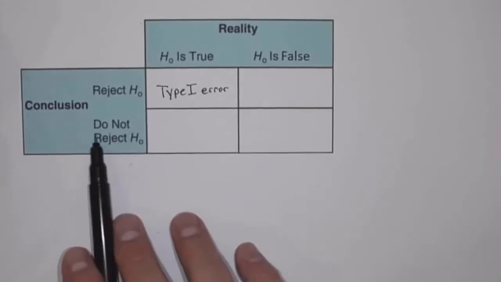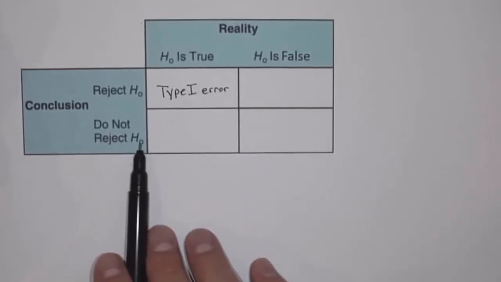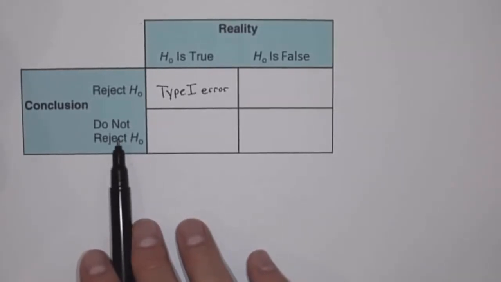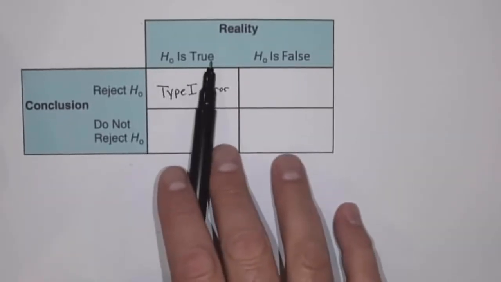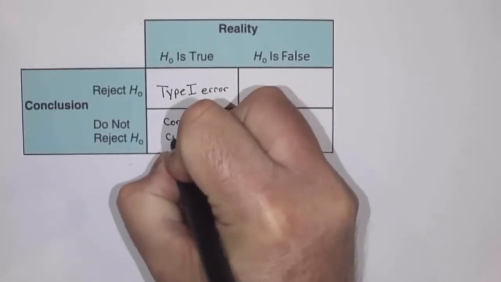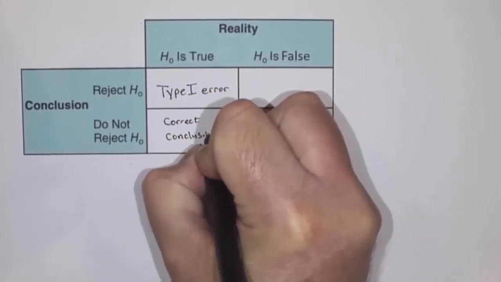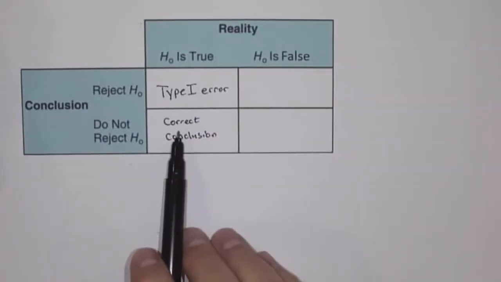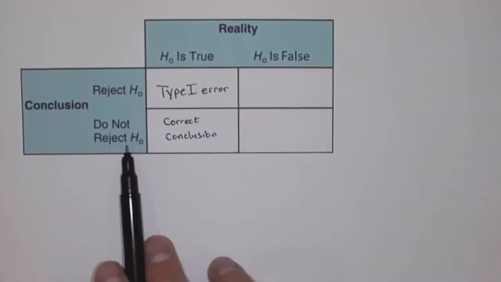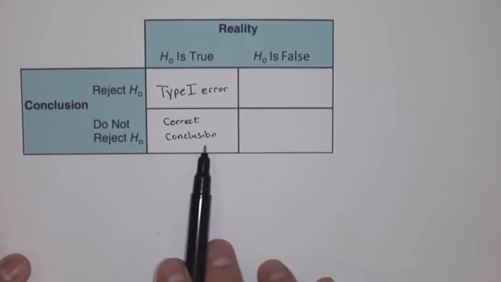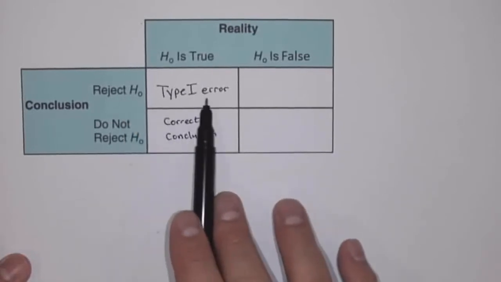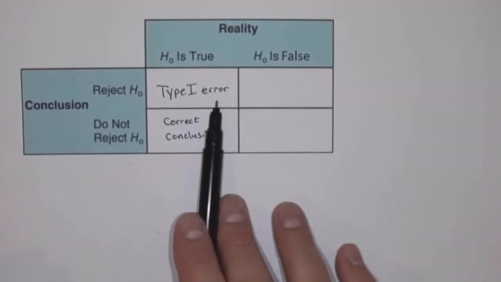Now, second possibility, I could conclude and not reject the null hypothesis. If I do not reject the null hypothesis, I'm concluding that the null hypothesis is true. And if the reality is that the null hypothesis is true, then I've made a correct conclusion. So again, this is my desire. My desire is, if the null hypothesis is actually true, I want to conclude that it's true and not reject the null hypothesis. But if the null hypothesis is true and I reject it, I conclude that it's false, then I've made an error, and that's called a type 1 error.